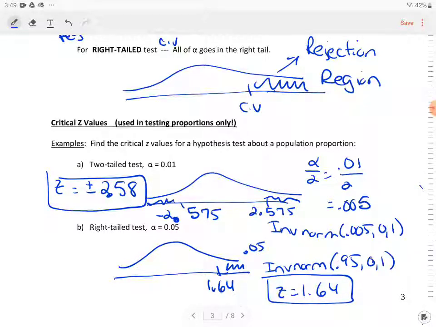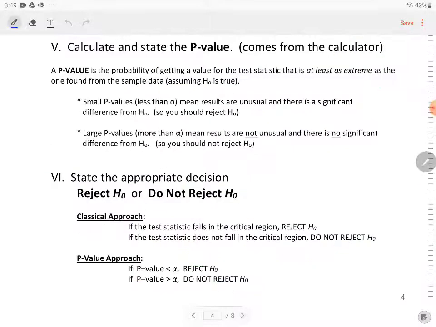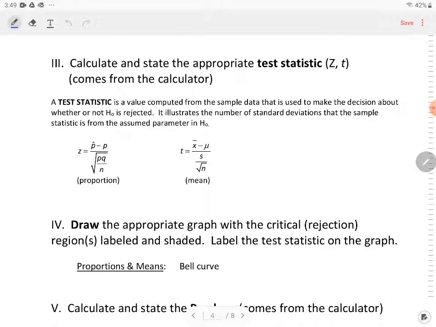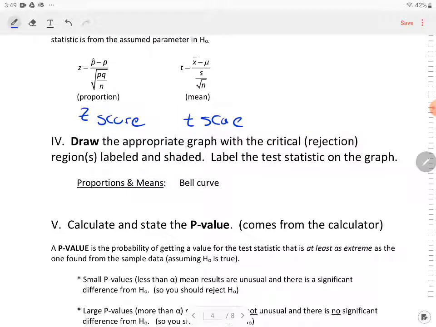Now I know we have some formulas here, and we will be using our calculator to find our test statistics. So the test statistic is the value computed from the sample data used to make the decision about whether or not to reject H0. So for proportion, it's z. So proportion is a z-score. And notice that a mean is a t-score.